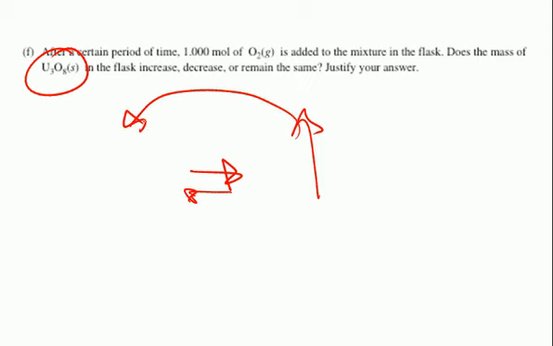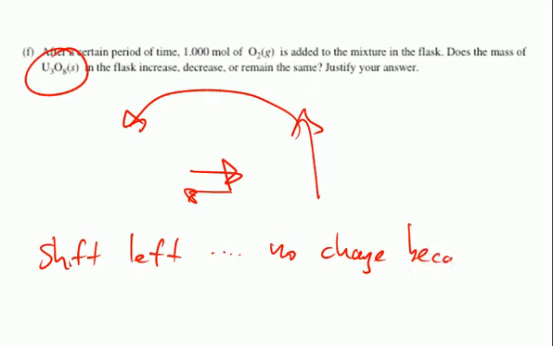After a certain time, 1 mole of O2 is added to the mixture in the flask. Does the mass of U3O8 in the flask increase, decrease, or remain the same? If you look back to the reaction, you're increasing O2, which is on the product side, so it's going to shift to the reactants. We're going to have a left shift, but no change in the mass of U3O8, because U3O8 is a solid and doesn't count.